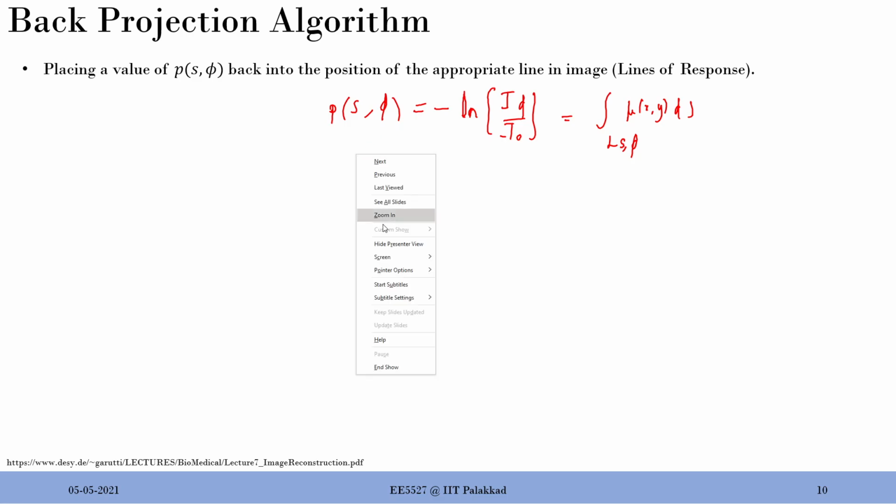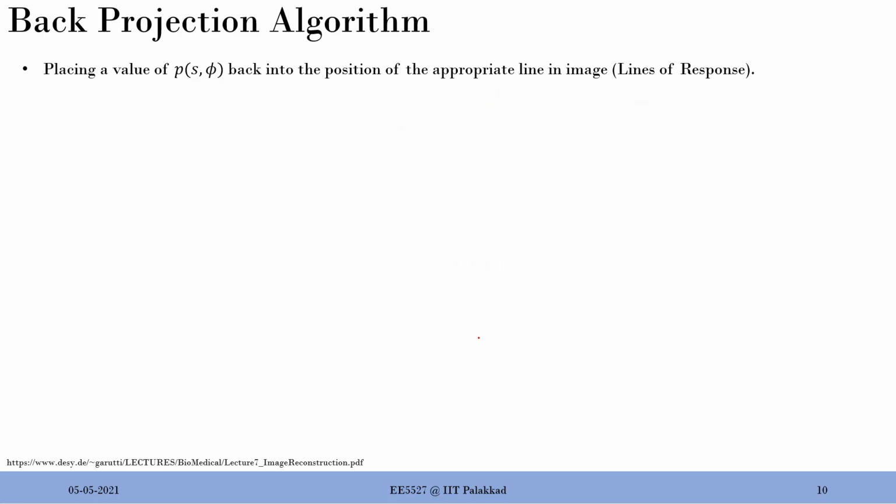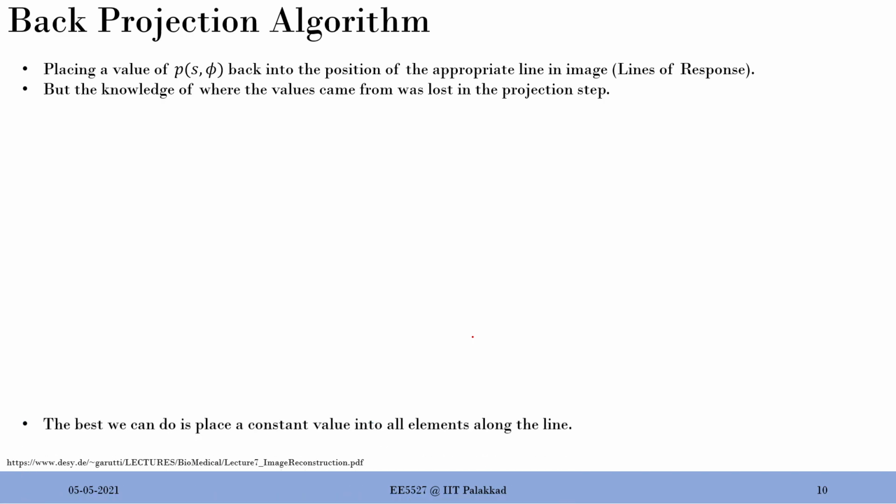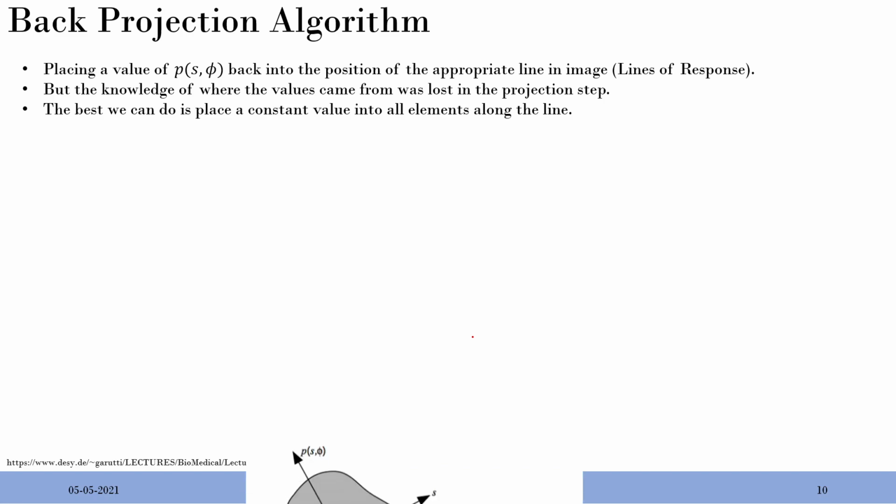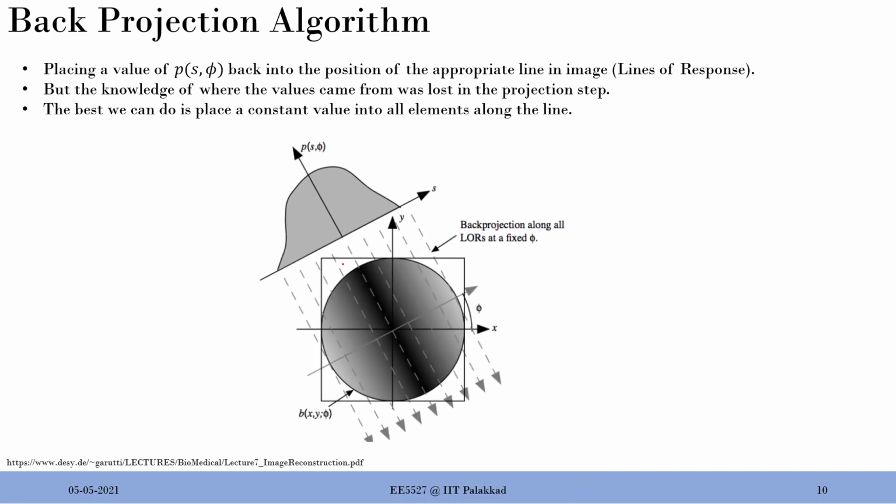I have a figure, so it makes it very clear to you. But the knowledge of where the values came from was lost in the projection step, right? Because we don't know at each and every location along that distance where that intensity is coming from. That is gone, we don't know that. So the best is this. Now we are going to do the reverse, not this way. So let me take one value here.